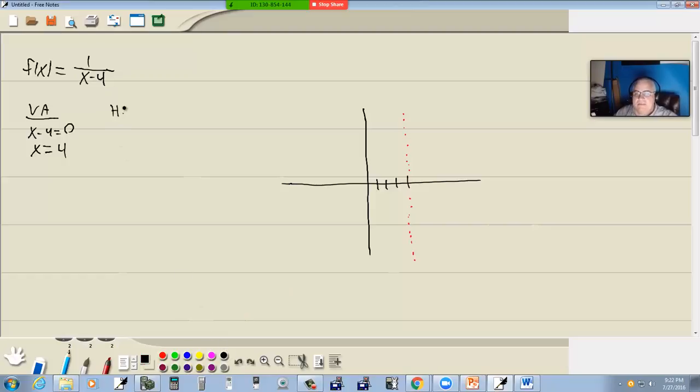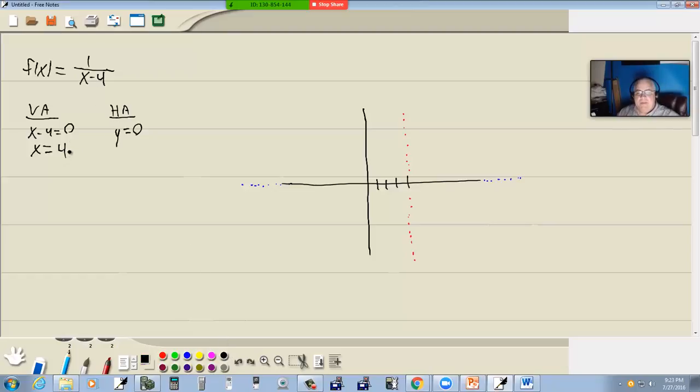Now, horizontal asymptote, the degrees. The degree of the top, there's no x, so degree is 0. Degree of the bottom is 1. So my degree of the bottom is larger, which means my horizontal asymptote is y is equal to 0. Y is equal to 0 is actually the x-axis. Okay, so I know it's going to skim this line. It's going to skim this line.